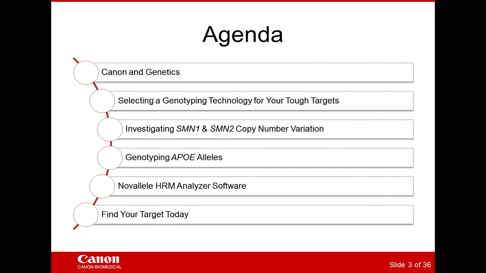Rounding out the end of the presentation, we have an analysis software that we'll walk through. That's the Novallele HRM Analyzer software. We can show you how to use that. And lastly, how would you go about finding more information about these products if you so desire? So if these seem like a solution that you want to try out in your lab, how do you go about finding these products on the Canon site?